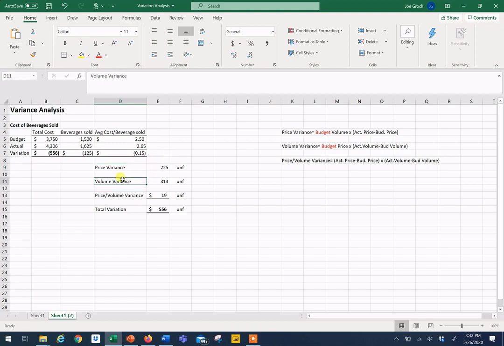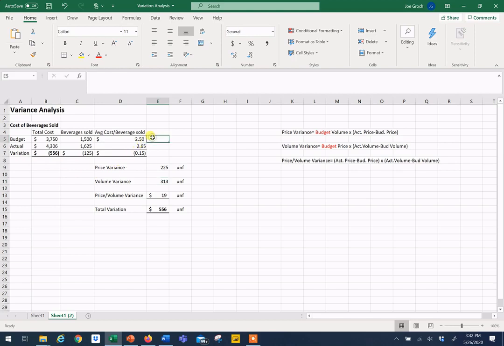Then we can look at what the amount of our volume variation is. Again, you can see over here our volume variation is the budgeted price times the difference between my actual volume and my budgeted volume. If I come over here, we can see I've got the formula right in there, which is D5, times the difference between my actual and budgeted beverages sold. And that tells me my volume variation. So of that $556, $313 is coming from my volume, because we had a greater amount of sales.